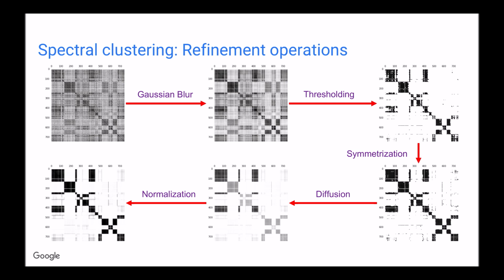Here is a diagram of our refinement operations. As we can see, the thresholding is the most important operation here. If you want to know more details about these operations, especially the motivations, you should read our paper.